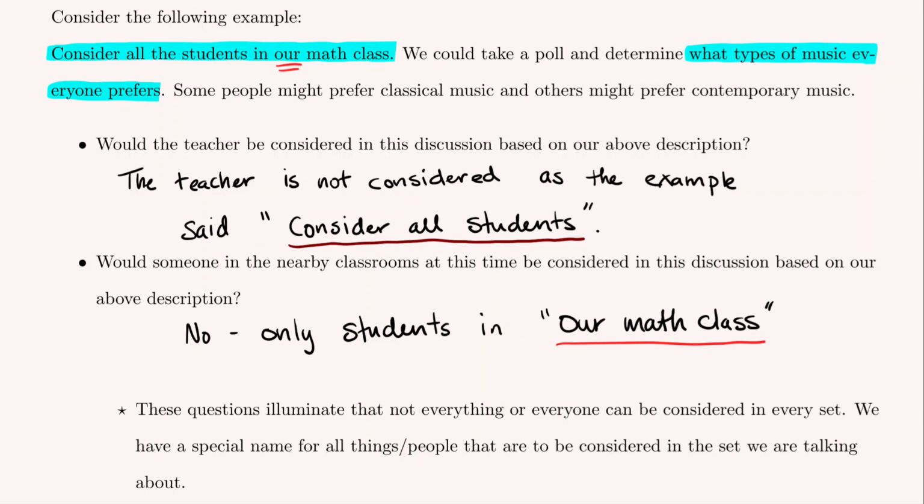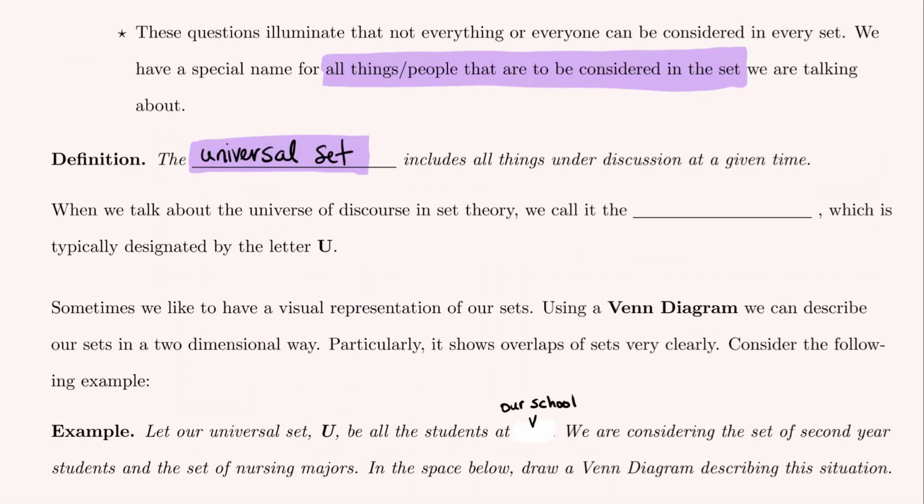The point of these two questions was to show that not everything or everyone is considered an element of every set. Whenever we're talking about a set and we want to consider all the possible elements that belong to that set, we have a special name for all the things, people, or items that would be in the set. Particularly, the name for that is the universal set.